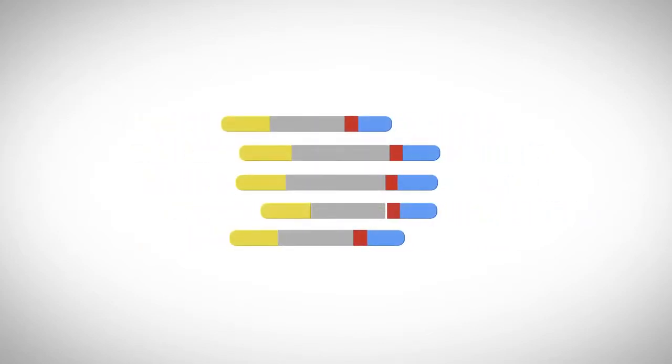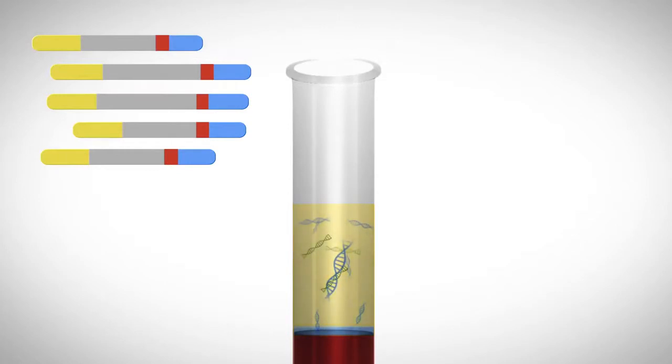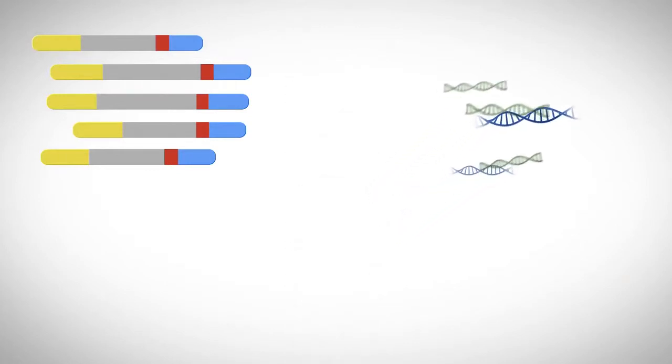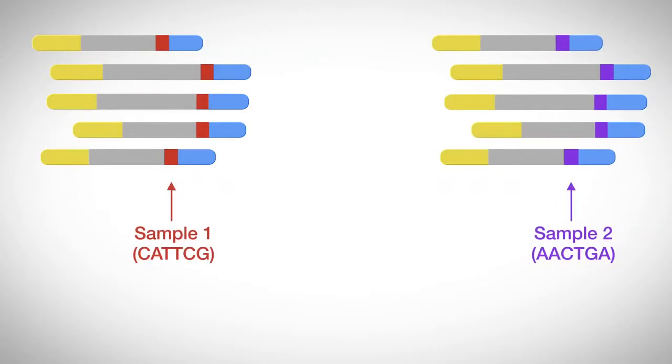In addition to universal sequencing adapters shown in yellow and blue, a sample-specific barcode, called an index, shown here in red, is attached to each cell-free DNA fragment. This allows samples from multiple patients to be sequenced together in a single batch for maximum speed and efficiency.